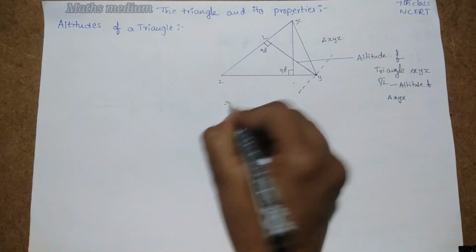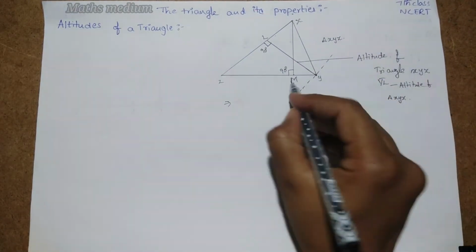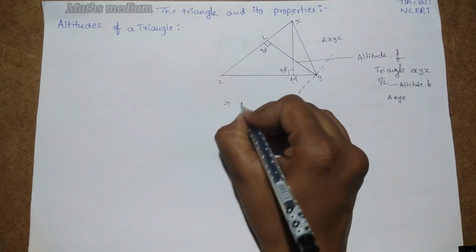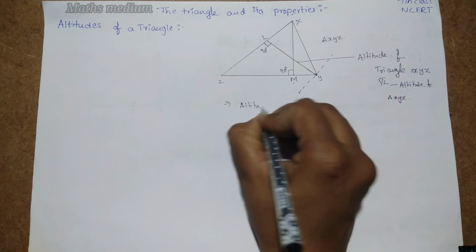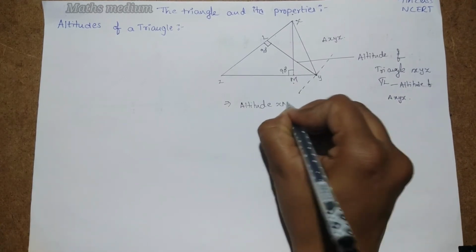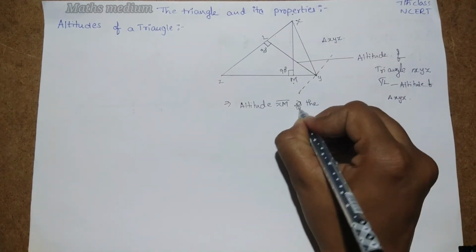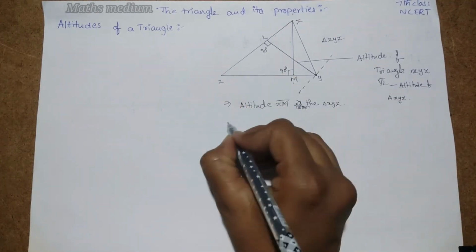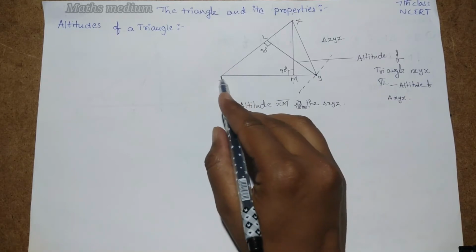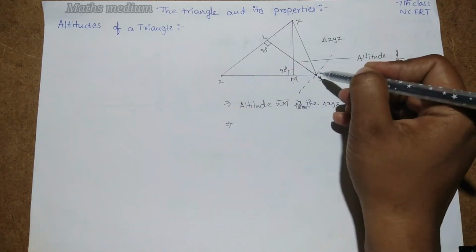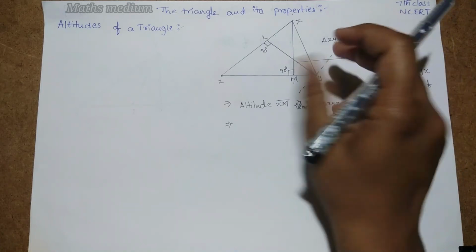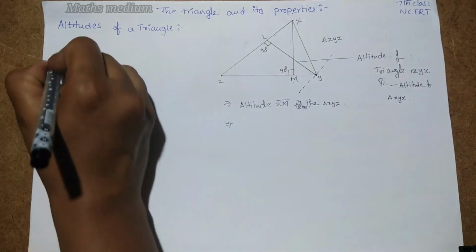Now we name this point M. Now we are going to call it the altitude XM from the triangle XYZ. Similarly, the vertex Z also has an altitude to its opposite side in triangle XYZ. This is the example of the altitudes of a triangle.